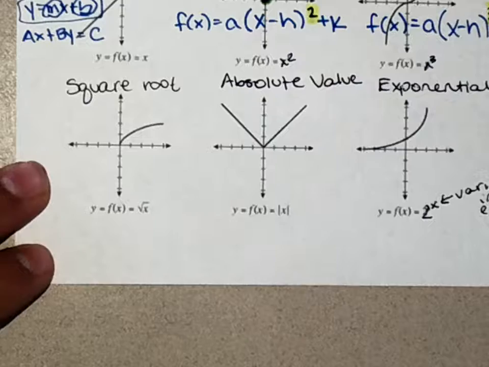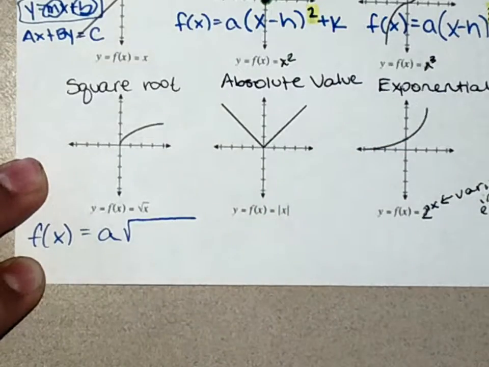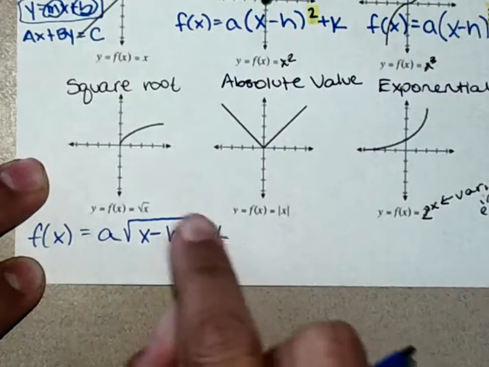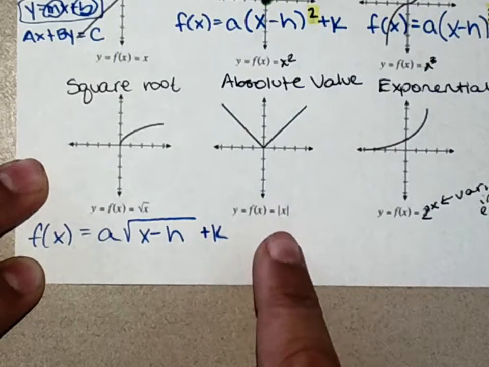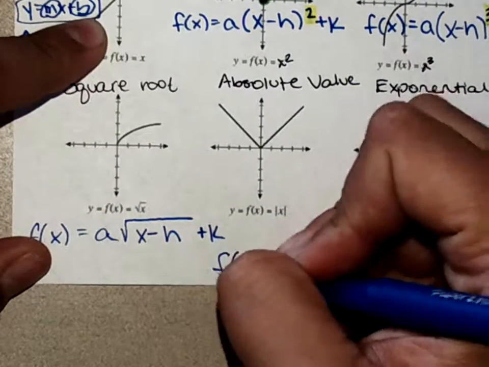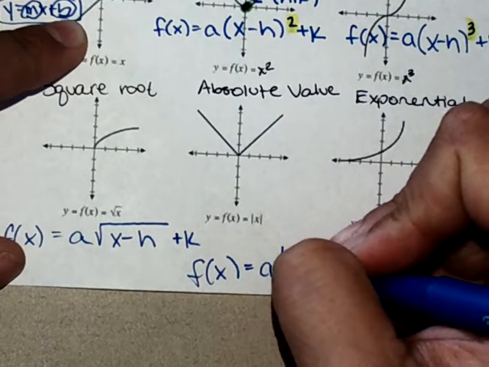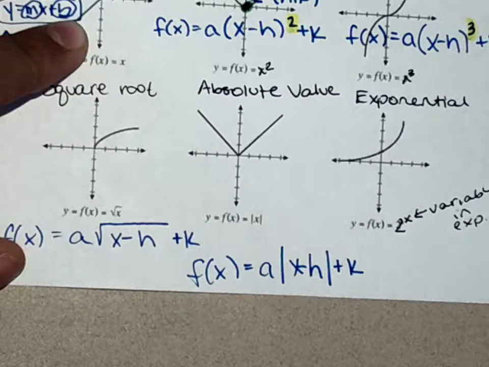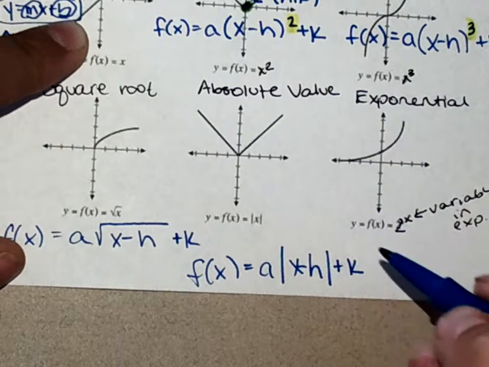The vertex form for a square root function, you might have already guessed, is f of x equals a, and then instead of parentheses, we're now going to use a square root. Square root of x minus h plus k. Make sure the plus k is outside of the square root. For an absolute value function, instead of using parentheses or a square root, we're going to use the absolute value sign. So we have f of x equals a absolute value of x minus h close absolute value plus k. And for exponential functions, we're going to skip that for now because we don't really focus on how these translate, but it would be very similar.